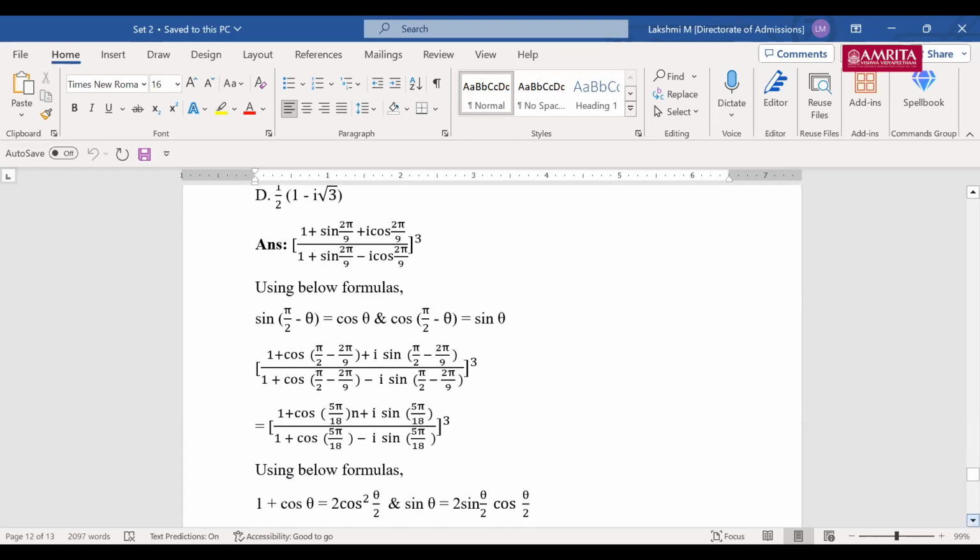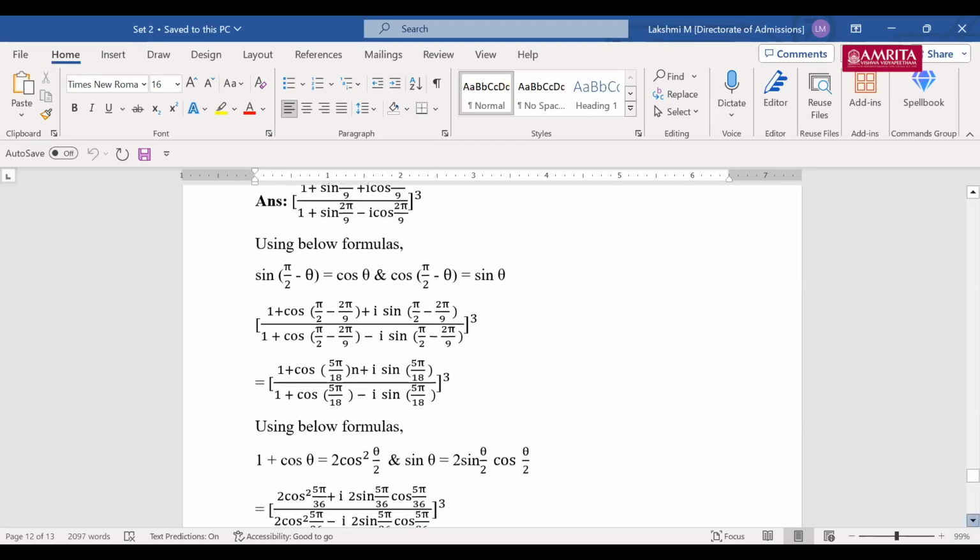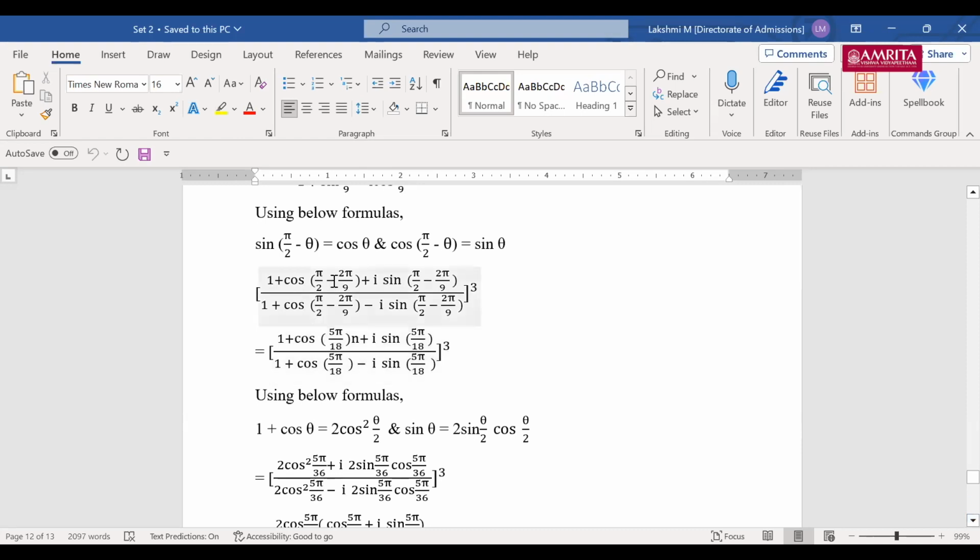When you look at the question, think of the formulas that you can substitute. Here I have sine theta, here I have cos theta. You can substitute for pi by 2 minus theta, right? So this you can write as cos of pi by 2 minus 2 pi by 9, here also cos of pi by 2 minus 2 pi by 9. Here you can substitute for sine of pi by 2 minus 2 pi by 9 and sine of pi by 2 minus 2 pi by 9. My aim is to decrease this to a very simple one so that it's easy for me to find the answer. So pi by 2 minus 2 pi by 9 will be 5 pi by 18.